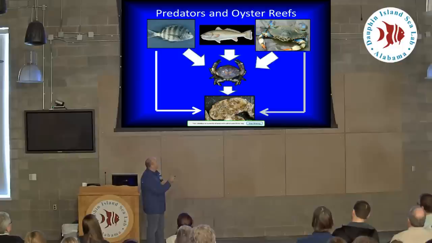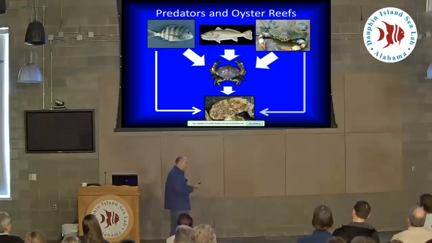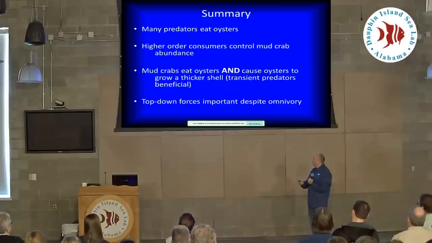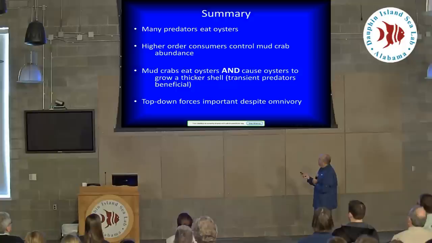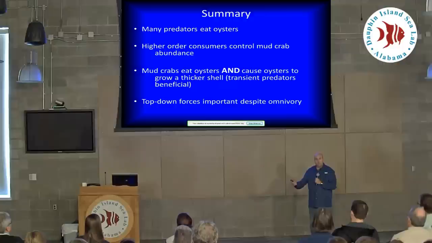So again, these predators here are also consuming these oysters, and so there are trophic relationships on the reef, and those trophic relationships are important, but it's not this clean-cut kind of trophic cascade like you might think of. But I would argue that these large predators are probably more beneficial to oysters, even though they eat them, because they're transient and because they're not there all the time.